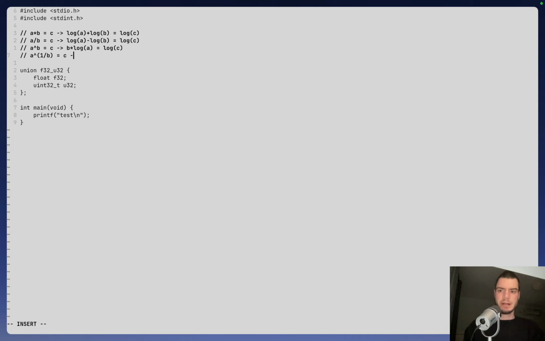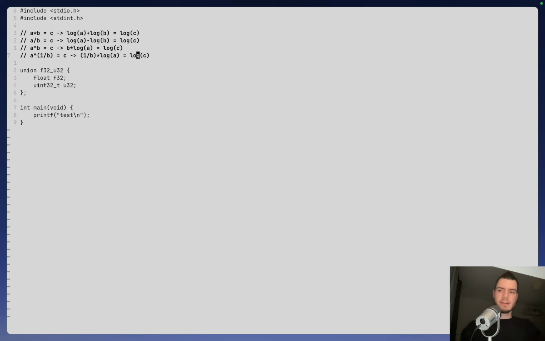As we can see, that implies that we have 1 divided by b times log a is equal to log c. And you can see that this is kind of the same rule as before. Like the same rule as this. And this is also kind of the same as this. And actually all of these are kind of the same. But it's still good to have these as separate rules. And this is interesting.